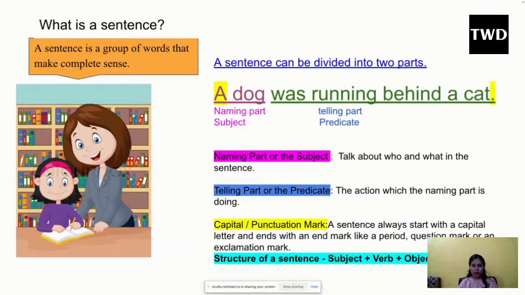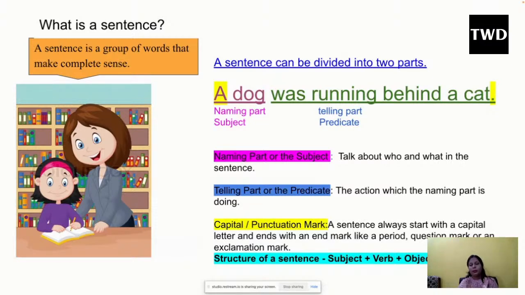Moving towards the parts of sentences. Now here, whatever sentence we frame or whatever we talk, it is always about somebody, isn't it? We talk about somebody and we talk about what they are doing, isn't it? So in my example here, a dog was running behind a cat. About whom are we talking here? Here we are talking about the dog, and the rest of the sentence is "was running behind a cat." About whom we are talking in this sentence, it's the dog, and dog is the subject. In the same way, "was running behind a cat" is the predicate. What we are saying about the dog, the subject, is the predicate.